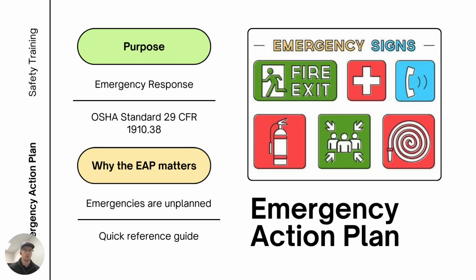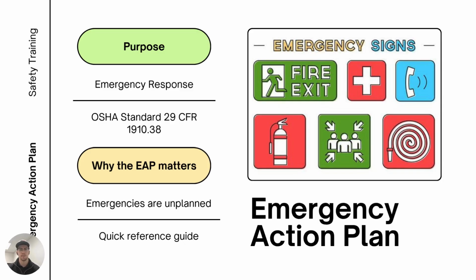So, first, we'll start off with what is the EAP? The EAP tells us exactly what to do when emergencies hit. There are examples such as fire, chemical spill, severe weather, you name it. It's going to be in that plan.